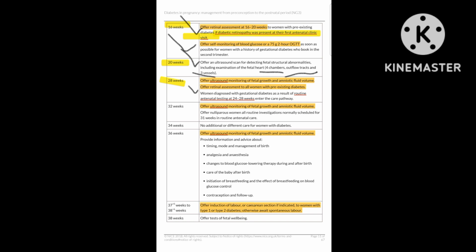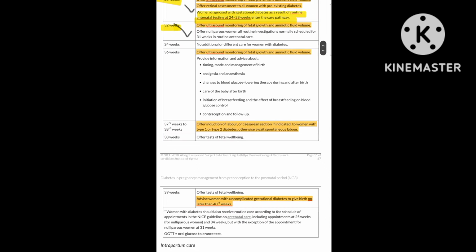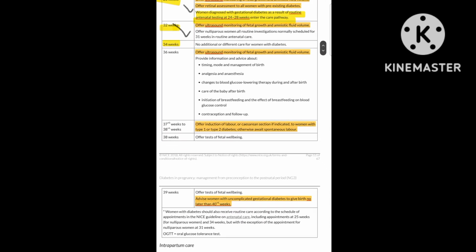Women diagnosed with gestational diabetes as a result of routine antenatal testing within 4 to 28 weeks into the care pathway. At 32 weeks, offer ultrasound monitoring for fetal growth and amniotic fluid volume. Often nulliparous women have routine investigations normally scheduled for 31 weeks in routine antenatal care. At 34 weeks, no additional or different care for women with diabetes.